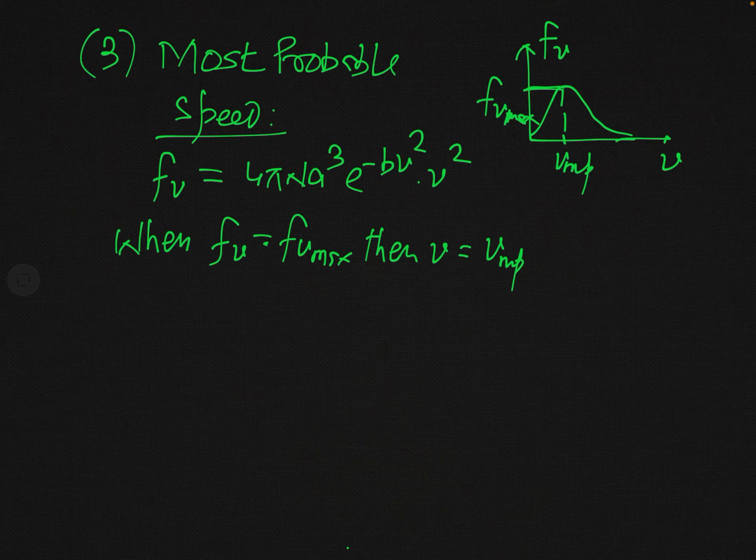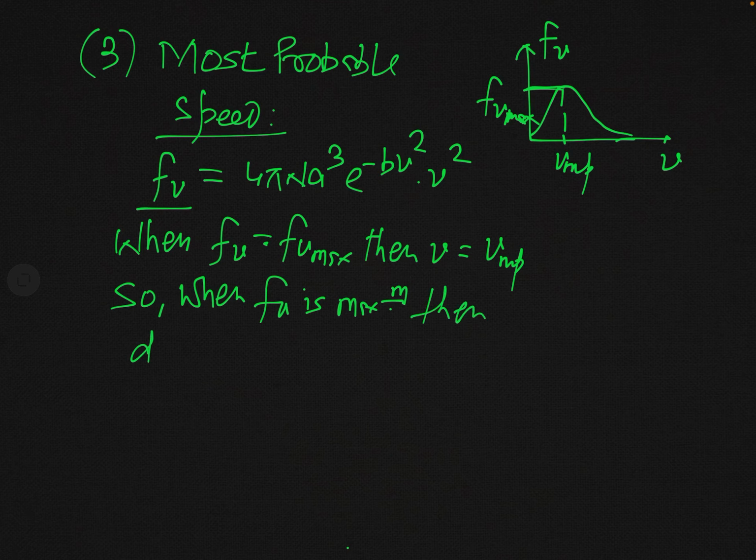You have seen earlier. So we will simply apply the condition for maxima, and you know from calculus that if this f(v) is maximum, then definitely its first order derivative will be equal to 0. So when f(v) is maximum, then d f(v) by d v will be equal to 0. Let us substitute the value of f(v), differentiate it and simplify. You will get the expression for the most probable speed.